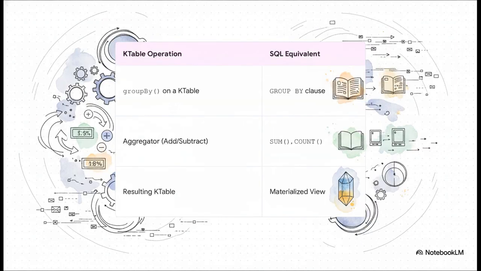And really, if you're coming from a database world, this will feel very familiar. The group by in Kafka Streams? That's your SQL group by clause. That whole adder/subtractor logic? That's basically a sum or count that's running continuously. And the resulting k-table, the thing that holds our state, you can just think of it as a materialized view that's being updated in real time with every single event.